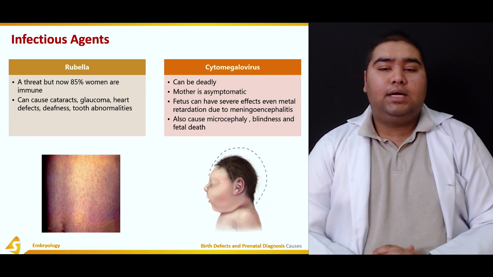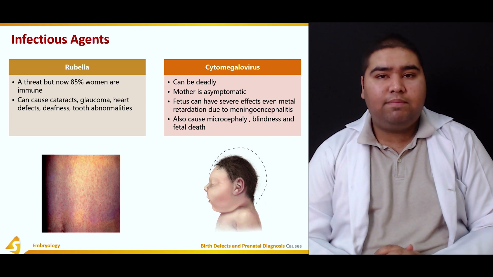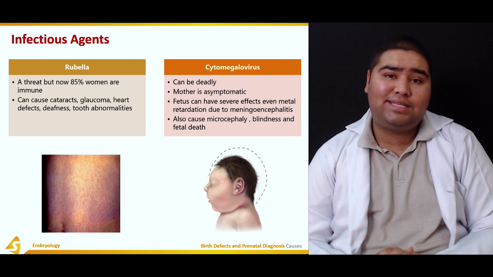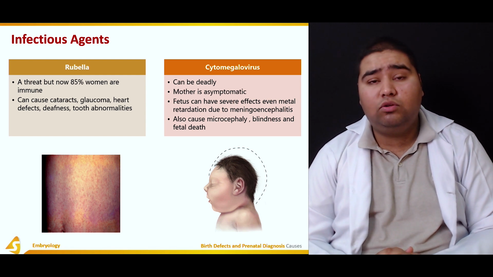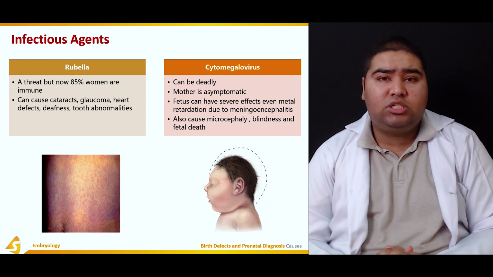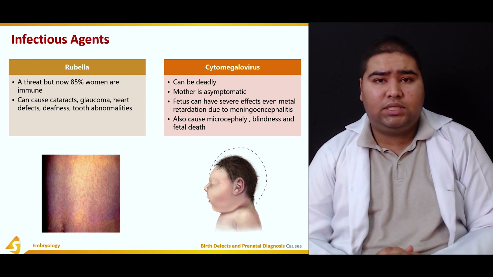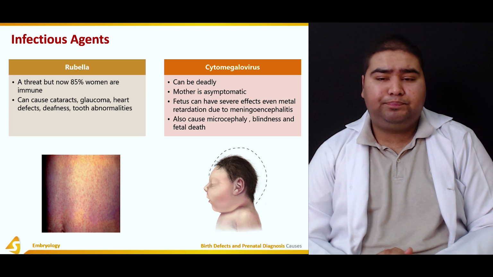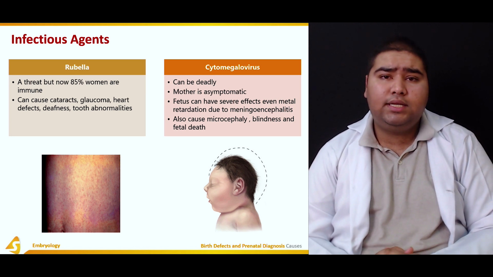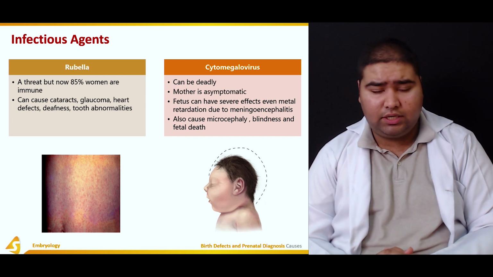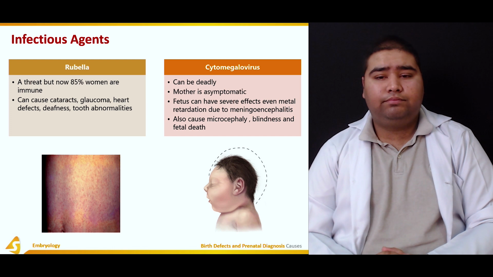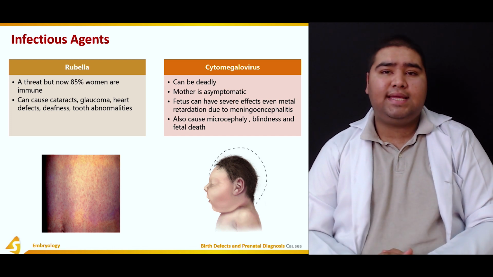Now we have cytomegalovirus. It is not a very deadly, but a notorious agent. The mother is usually asymptomatic, so the mother does not know that she carries that. It may be living a symbiotic relationship in the maternal body. However, when the fetus passes through the birth canal, it can acquire that infection, and that may be deadly to the fetus. It can cause mental retardation.